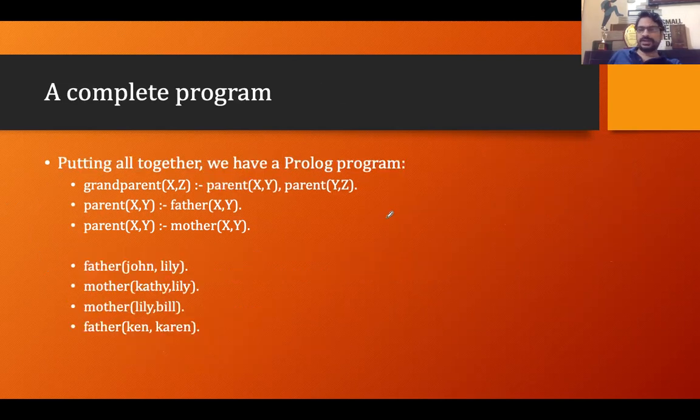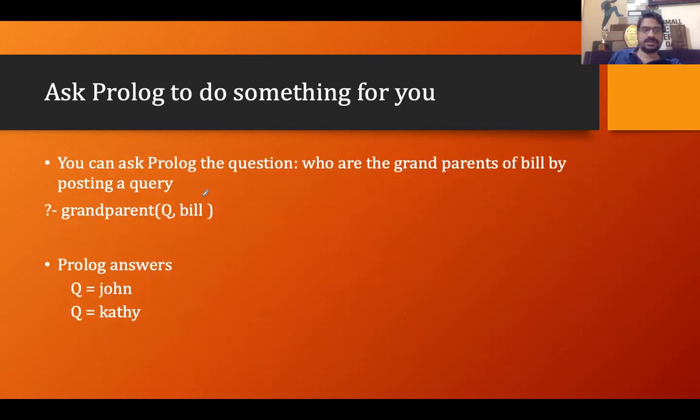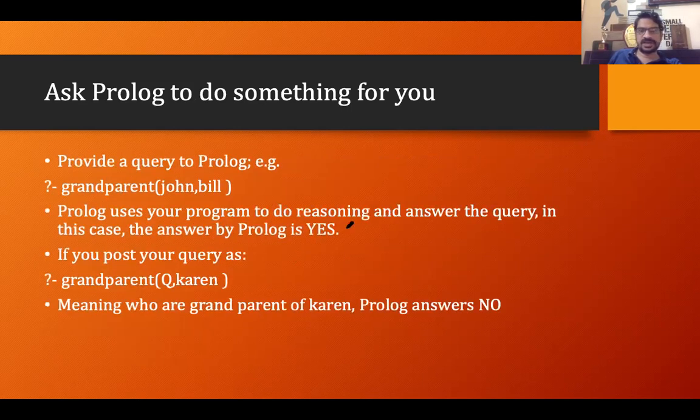So how do we put this together in the Prolog program? We can put together all these statements: grandparent XZ, parent XY, parent YZ. Then we'll write all these things and then put some queries. What is my first query? My first query is grandparent John Bill. Is it true or false? John is a grandparent of Bill. The answer is yes.